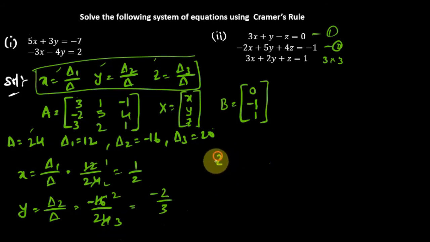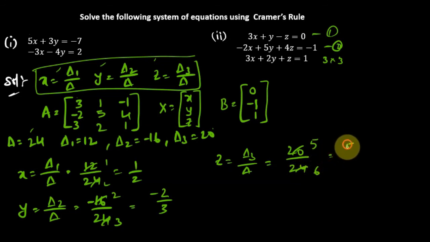Next is the z value. Z is delta 3 by delta. So what is delta 3? 20 by 24. So 5 is 5 fours, 4 fives and 4 sixes are 24. So this is 5 by 6. So we got all the three values x, y and z. In this way, we will solve the linear equations by using Cramer's rule.